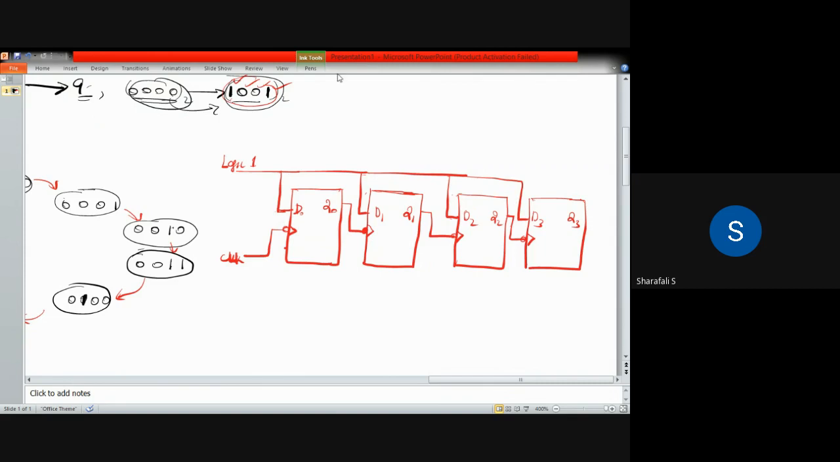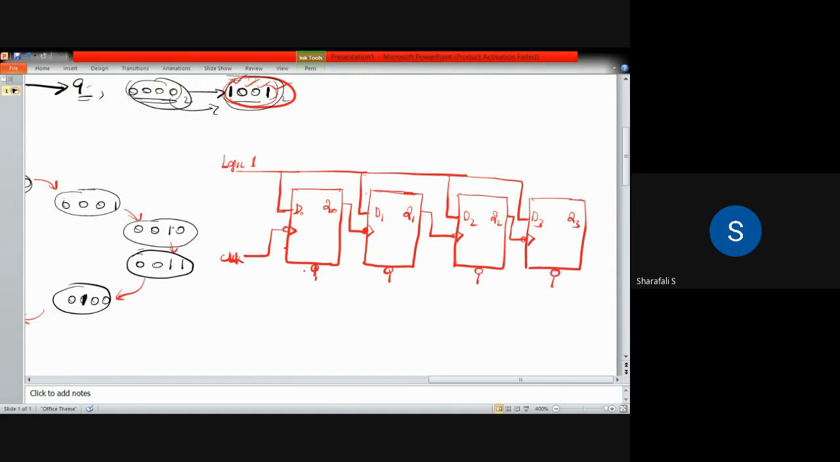Now only up to 1001 we need. Only up to 1001 we require. So it has to start from 0000. Then it has to reach the 1001 state. So I will just take it as clear here. We need that clear option here. Here also we need the clear option.